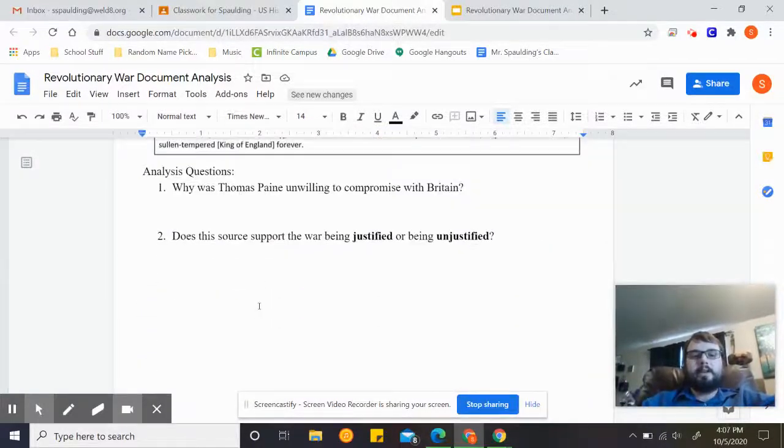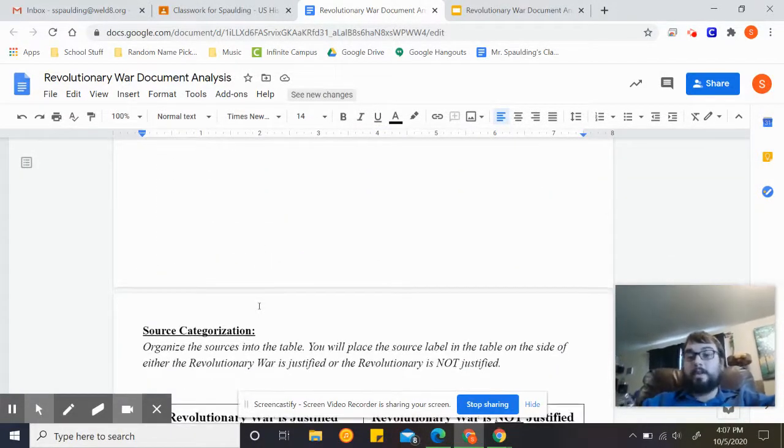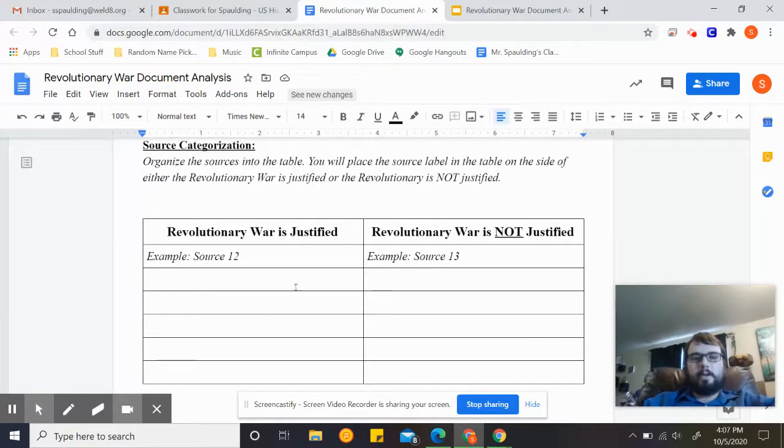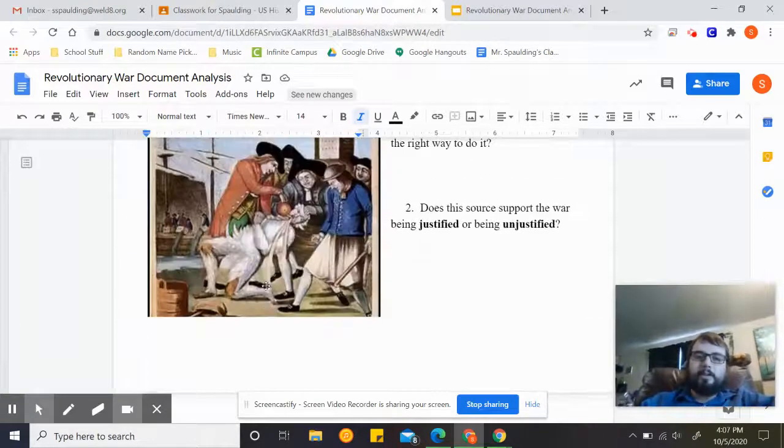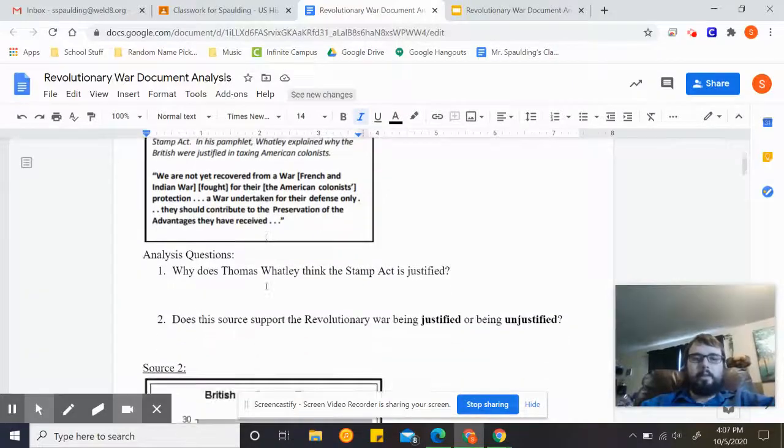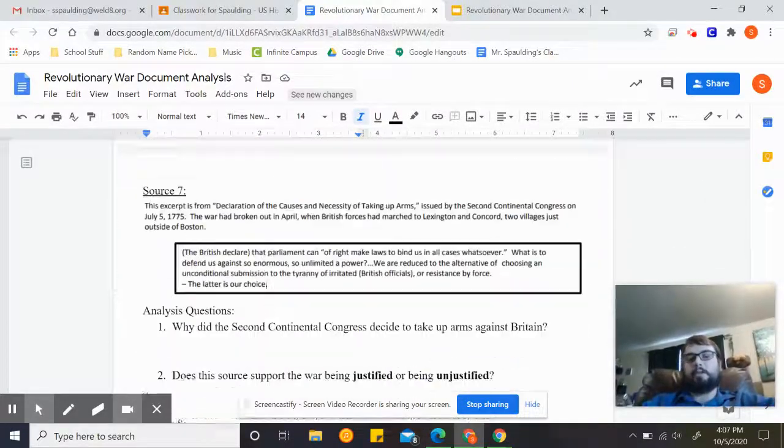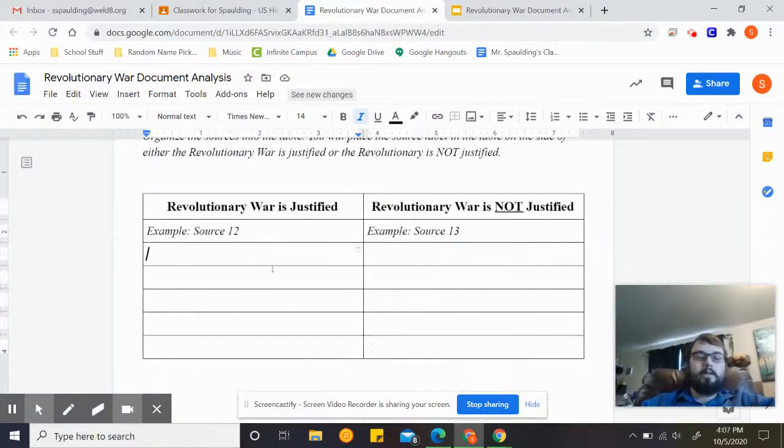You guys can continue to answer or analyze sources 3 and 4, 5, 6, 7, and 8. Once you've finished analyzing all 8 sources, you're going to sort them into a chart. One category is for those sources that help justify the war, and sort those other sources into a category that says the war is not justified. So if we use our 2 examples from above, source 1 said the war was not justified, and source 2 said the war was. So in here, for justified, I would type source 2, and for not, I would type source 1.